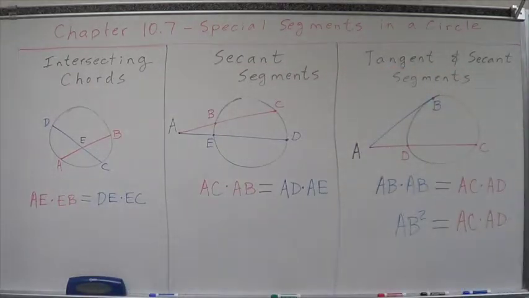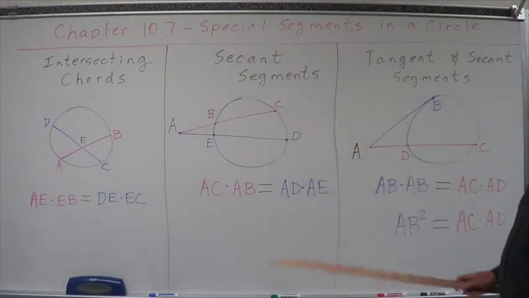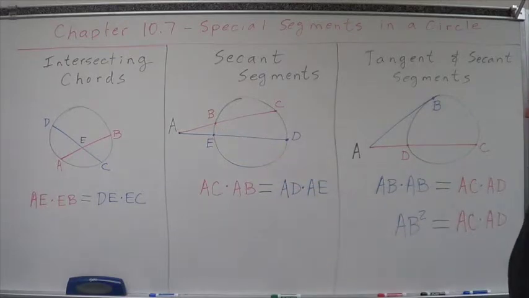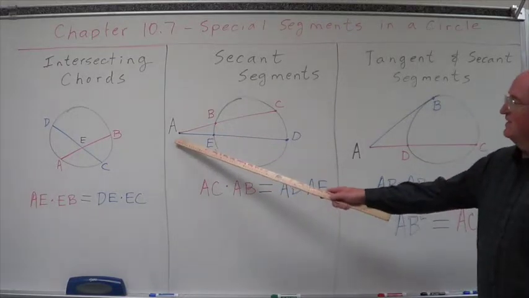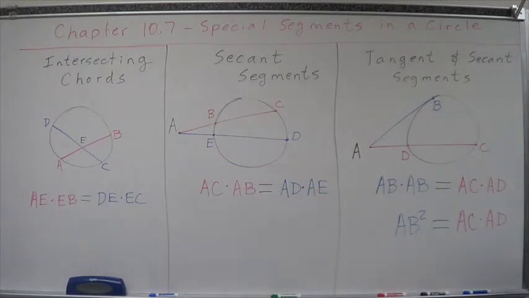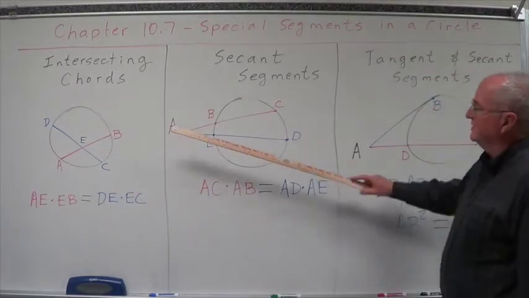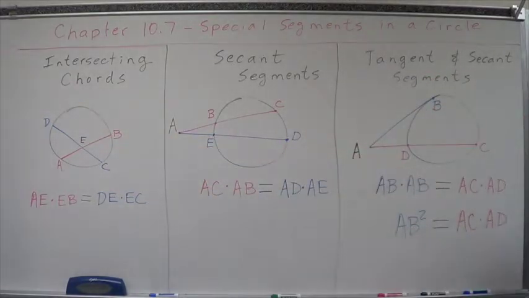Now we come over here to the secant segments, and they originate externally to the circle and come across, and the entire secant AC times its external portion is going to be equal to the entire secant AD times its external portion. Okay? Looking at multiplying the external portions. Notice that we're not involved with the internal portions except as part of the whole secant.